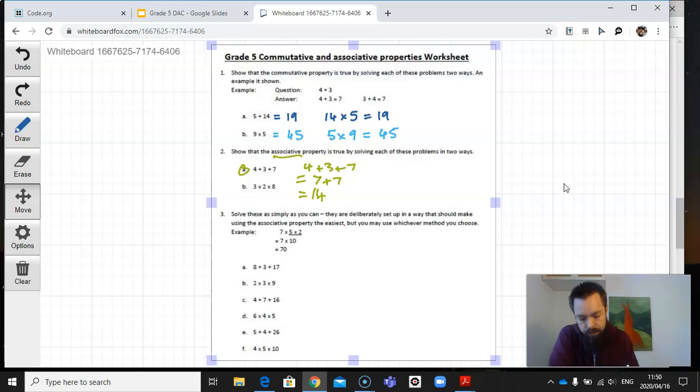Next to that, I'll do 4 plus 3 plus 7. This time, I'm going to do the 3 plus 7 first to get 10. Leave my 4 alone, and I get 14. So I've solved that in the two ways that it asked. I'll do B in red or pink, whatever color that is.